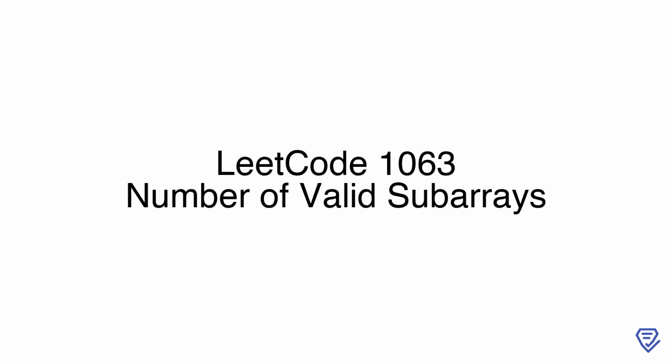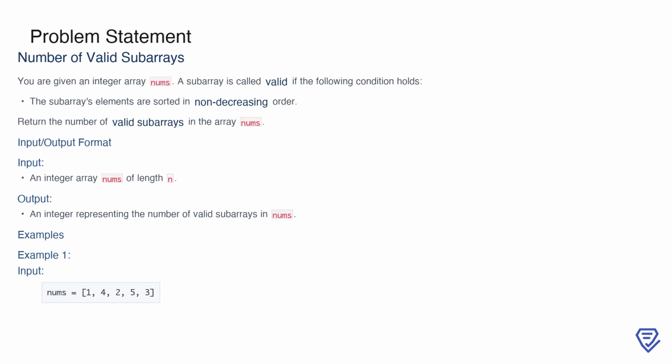Let's get started. In this problem, we are tasked with finding the number of valid subarrays in a given integer array nums. A subarray is defined as a contiguous portion of the array, and it is considered valid if its elements are sorted in non-decreasing order. Non-decreasing means that each element in the subarray is less than or equal to the element that comes after it. The goal is to calculate the total number of such valid subarrays in the input array.